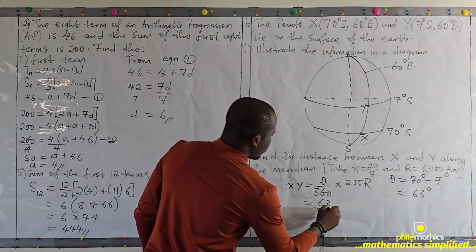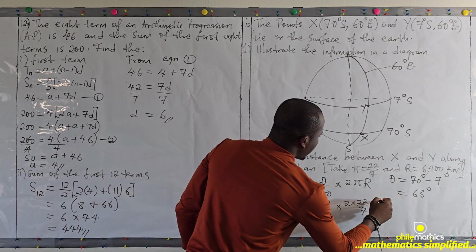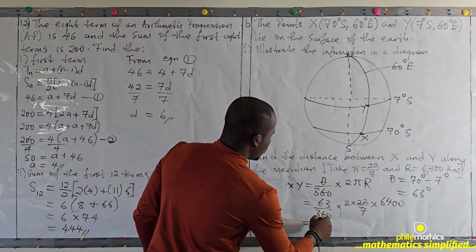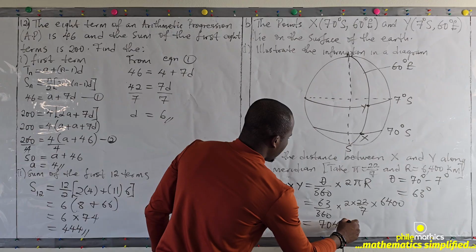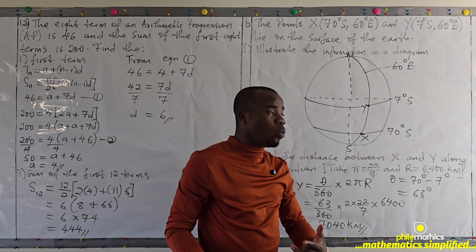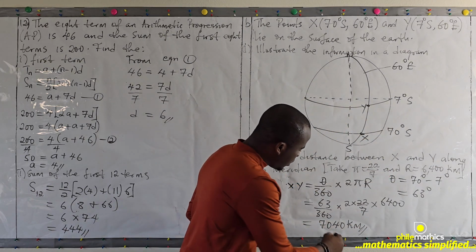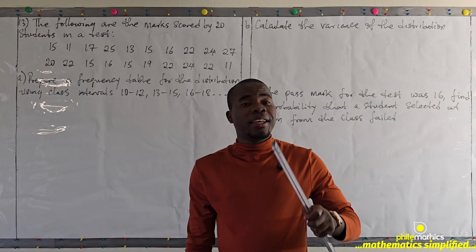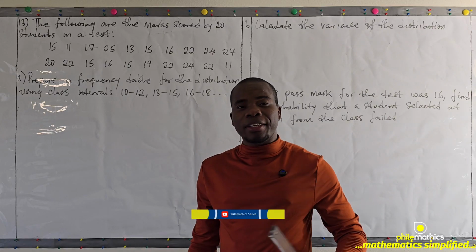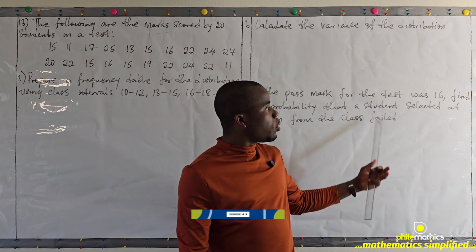So this is 63 over 360 times 2 times 22 over 7 times 6,400. If you multiply this, you should get 7,040 kilometers. So this is the distance from X to Y. So if an aeroplane wants to travel from this point X to Y, it will take 7,040 kilometers.